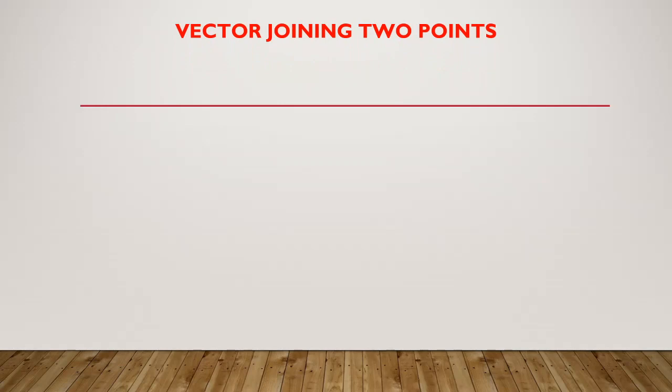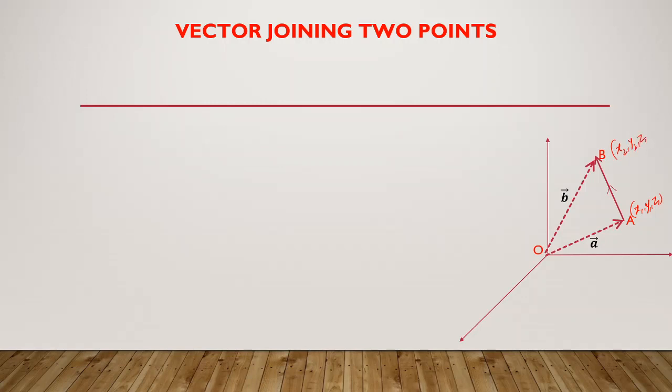Now let me take 2 points A and B. Let A be the initial point with coordinates x1, y1, z1 and B be the terminal point with x2, y2, z2. So A and B are the 2 points, and AB is the vector with A as the initial and B as the terminal point. Now I want to find out the components of this vector AB.